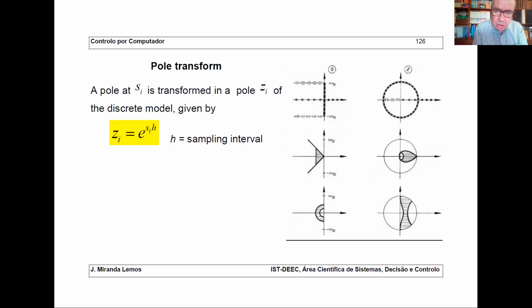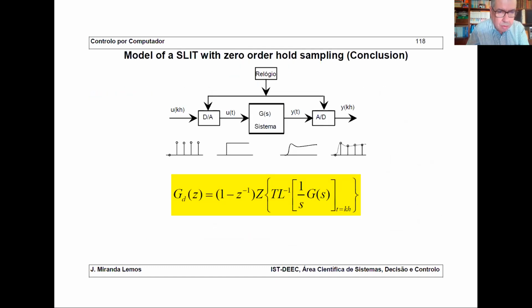So I start with a continuous time system. I give you the transfer function, and the system is asymptotically stable. Now I sample it. I put a DA and an AD, and we have this situation here. So G of S, suppose that G of S is asymptotically stable. Now I select the sampling interval. Is there a value for the sampling interval such that the discrete time system becomes unstable?